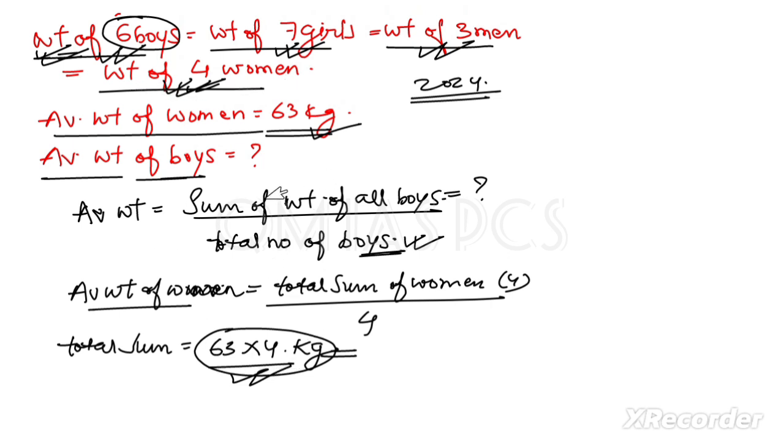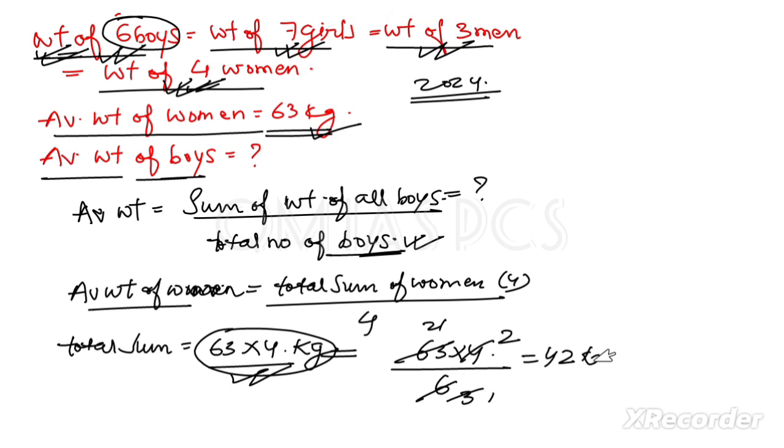So in place of the sum of weight of all boys, we can write 63 multiplied by 4, and by which number will we divide this value? The total number of boys. What is the total number of boys? That is 6. So we will divide by 6. Just divide it. By 2 we are dividing, it will be 3, then by 3 it will be 1, it will be 21. So our value will be 42. So 42 kg will be the average weight of the boys.